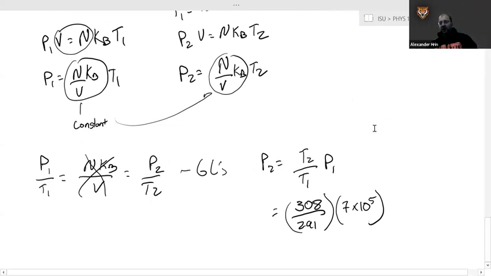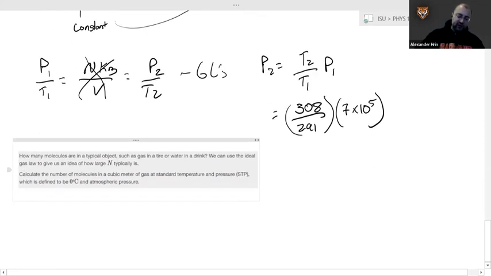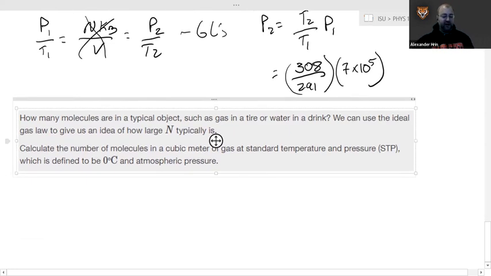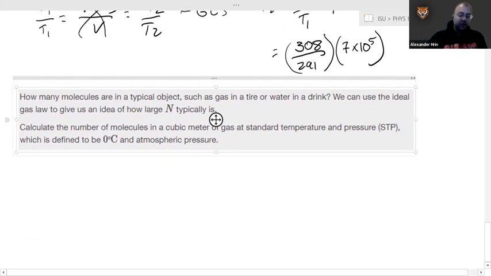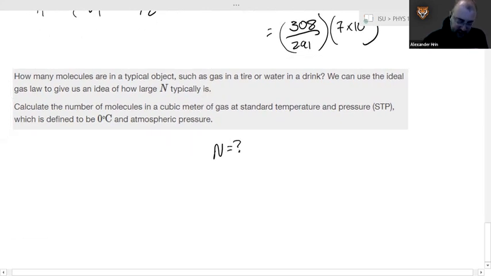All right. I want to do one that also just requires the IGL, the ideal gas law. This next one is a little different in that we don't have it going from one state to another. We're trying to calculate some unknown in the ideal gas law, which is the N. So we're looking for the N. And they do tell us 1 cubic meter, so they give us volume is 1 meter cubed. They give us standard temperature and pressure.